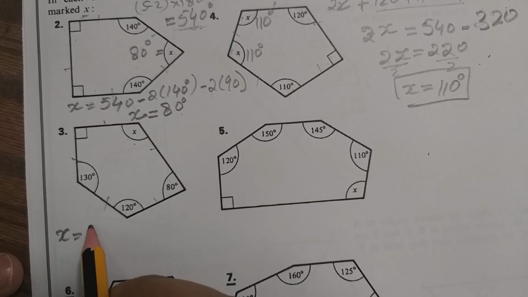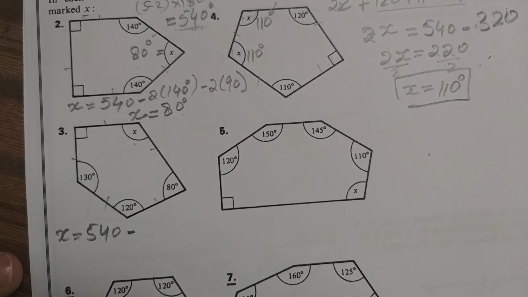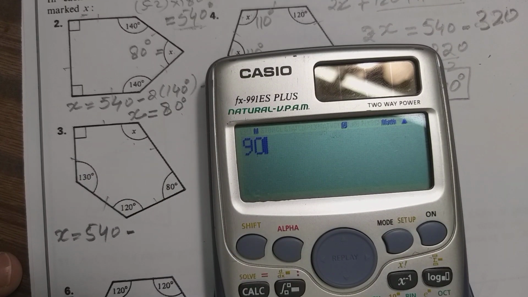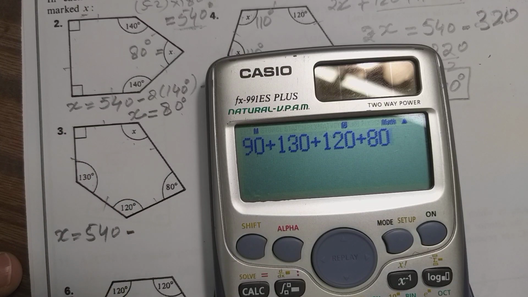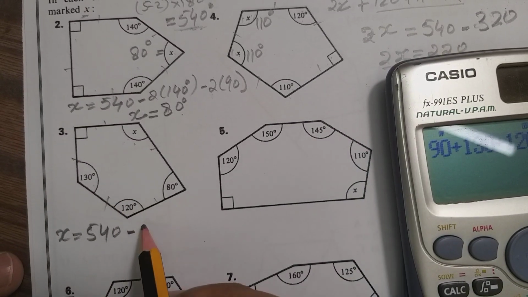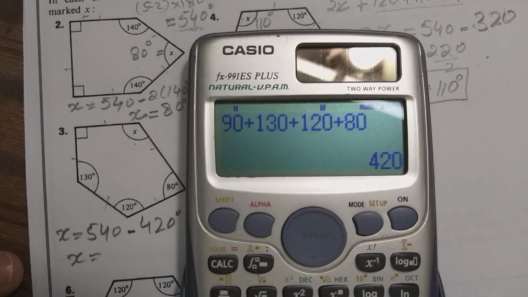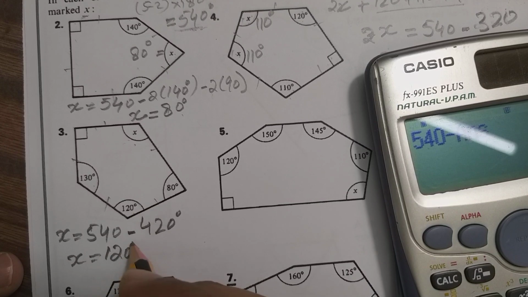So x equals 540 minus the sum of these angles. Just add all these angles, then subtract from 540. 90 plus 130 plus 120 plus 80 equals 420. So x equals 540 minus 420, which is 120. So x equals 120.